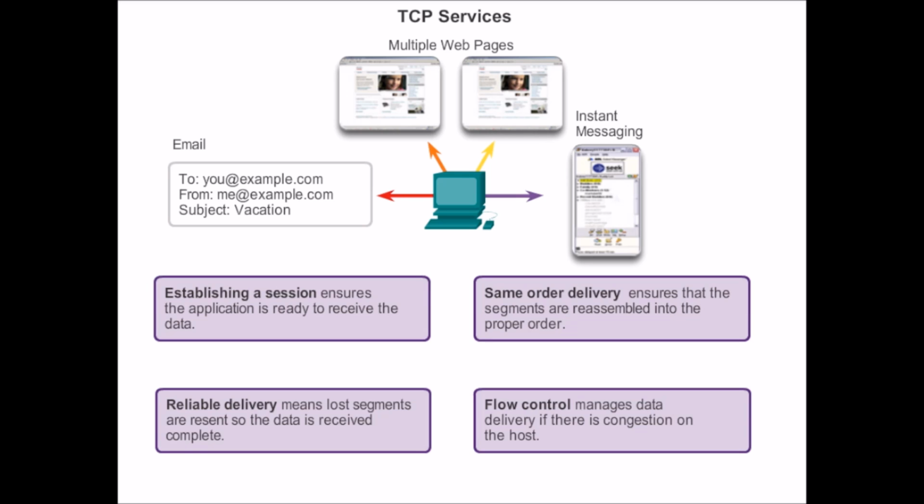Same order delivery. By numbering and sequencing the segments, it can ensure that these segments are reassembled in the proper order. And flow control. When it notices that memory or bandwidth is overtaxed, it requests a reduction of data flow by regulating the amount of data the source transmits. This can prevent the loss of segments and avoid retransmission.